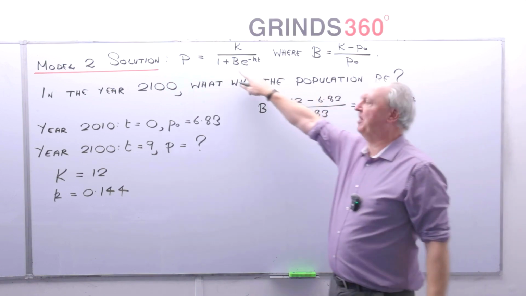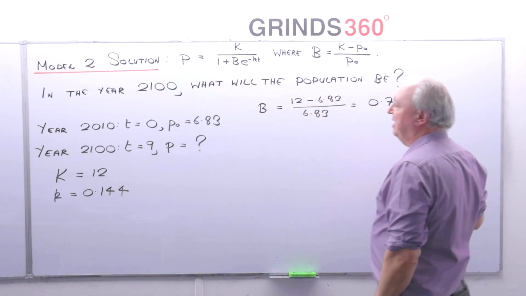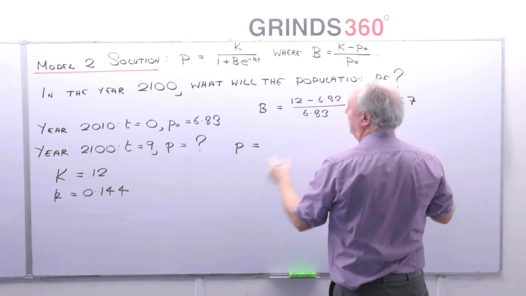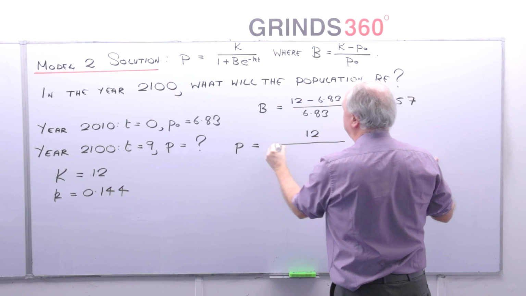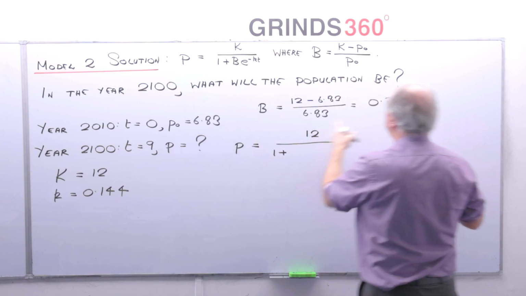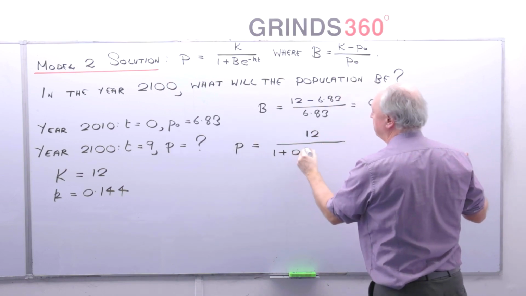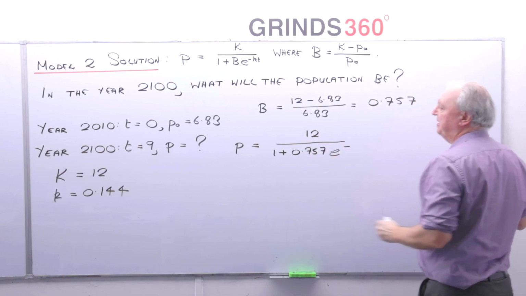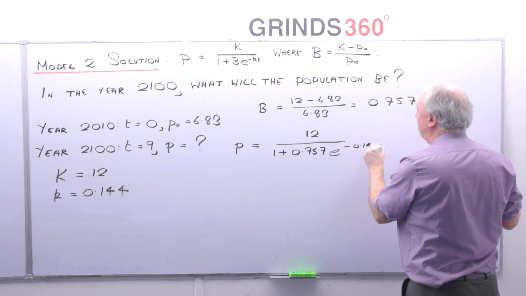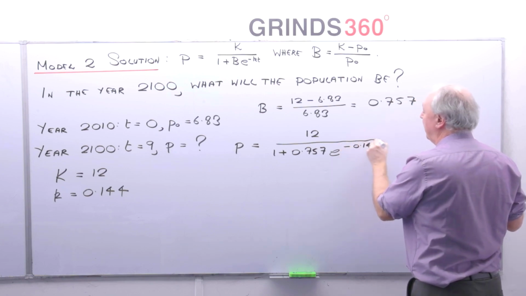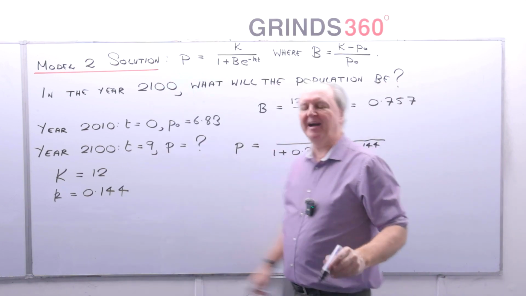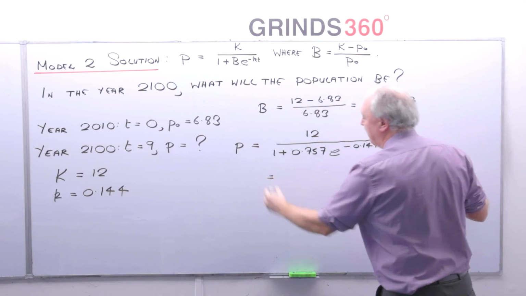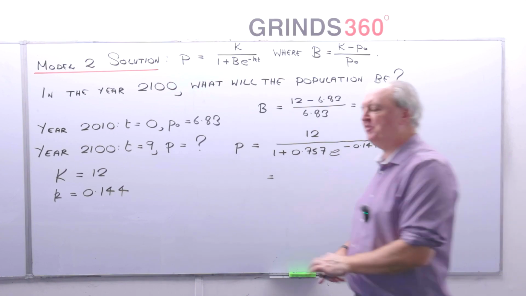So now let's use this formula here to work out the population. In the year 2100, so p is equal to k, which is 12, divided by 1 plus b times 0.757, e to the power of minus little k 0.144 times t, and t is 9 decades after our starting point, so 9. So let me put that into my calculator and see what kind of population that I get.